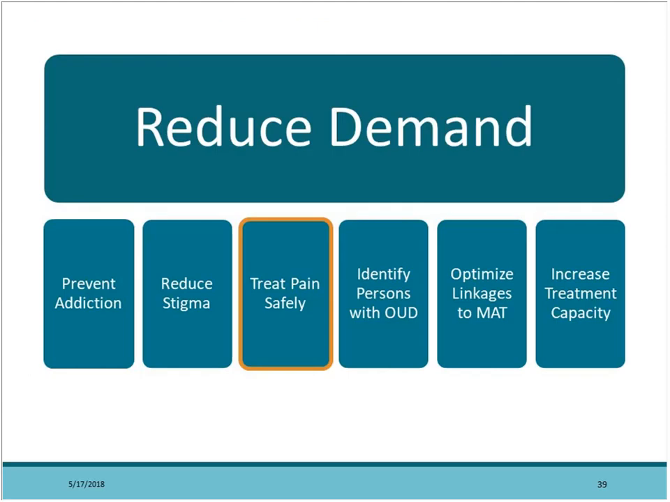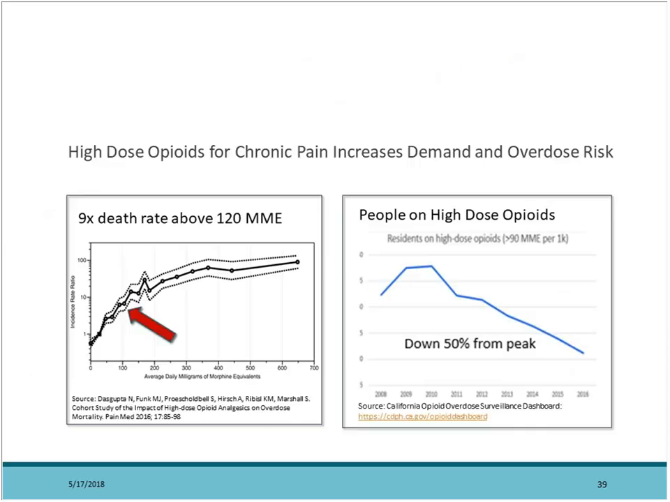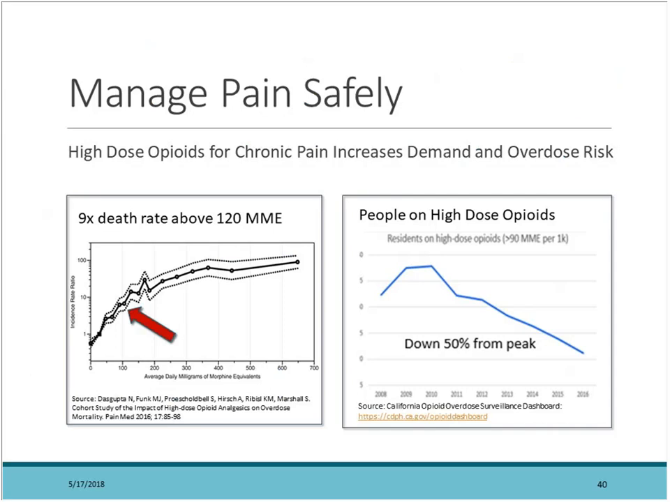Next, another important driver of demand is the way in which pain is treated with opioids, especially the use of high-dose opioids for the management of chronic pain. It's important to recognize that patients who are taking more than 100 morphine equivalents per day have almost 10 times higher rate of death, at 120 morphine equivalents per day, compared to patients taking lower doses.